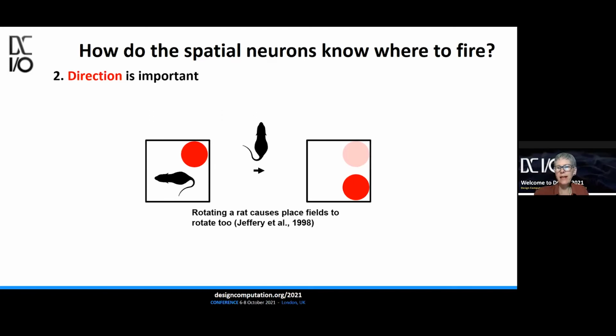And that's one of the big take-home messages for today that I'd like people to take away: the sense of direction seems to be really foundational for the cognitive map, because the place cells need to know which wall is which if they're going to be able to figure out where to fire.